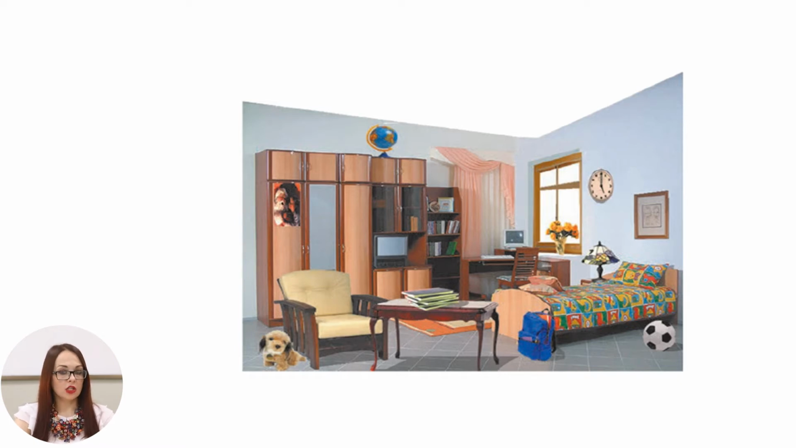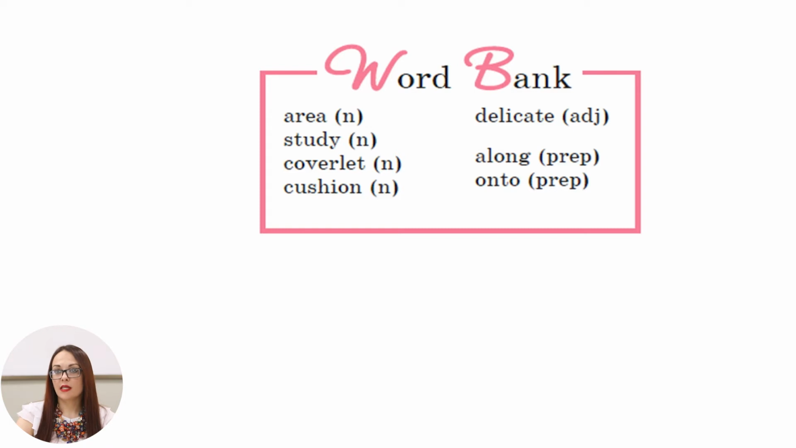Now let us learn some more words that can be used when we talk about a flat, an apartment, or a room. The first word is area, study, coverlet, cushion, delicate, along, onto. Let us see how to translate these words.